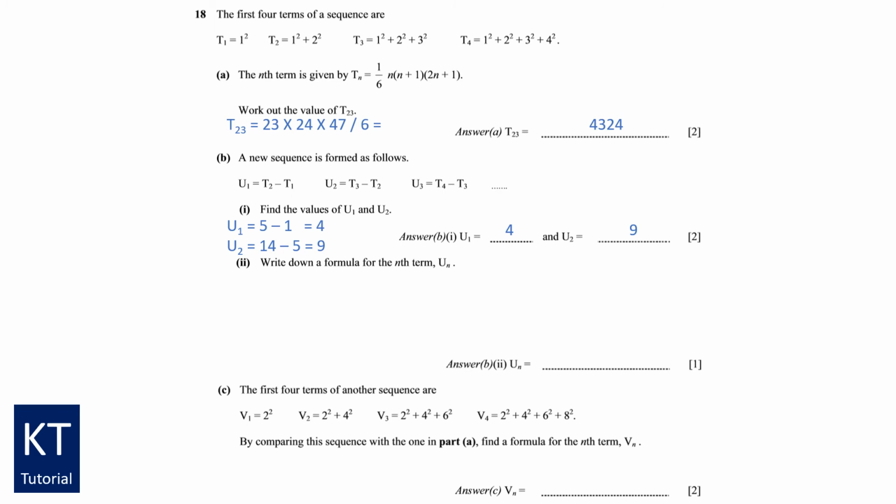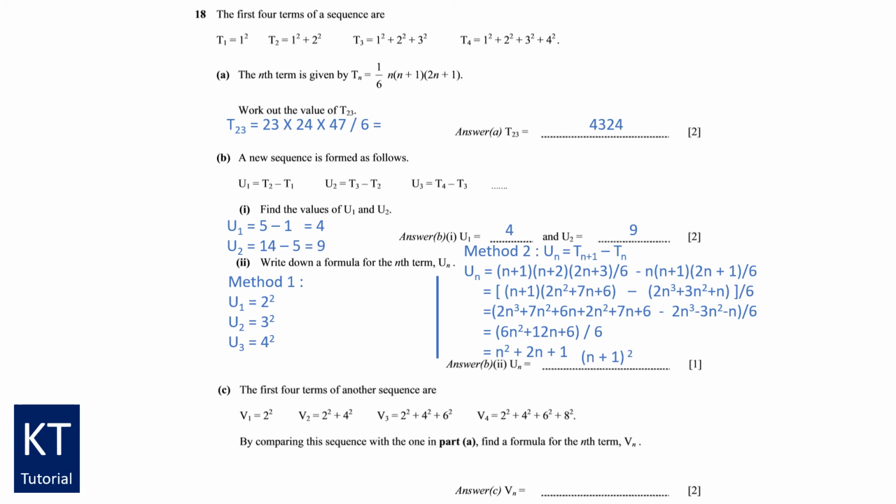Next, write down a formula for the nth term of un. The first method is by observation, where u1 is 2 squared, u2 being 3 squared, and u3 being 4 squared, thus making it obvious that un is equal to (n plus 1) squared. The second method involves expressing un in terms of Tn and further expressing this in terms of n. You would expand, then simplify to arrive at n squared plus 2n plus 1, which incidentally matches up to (n plus 1) squared.